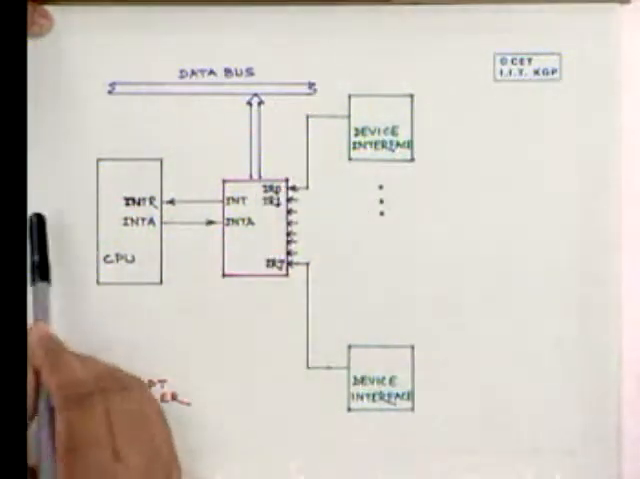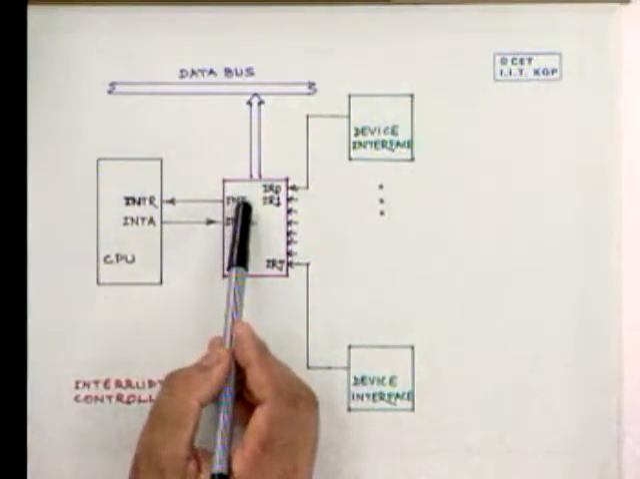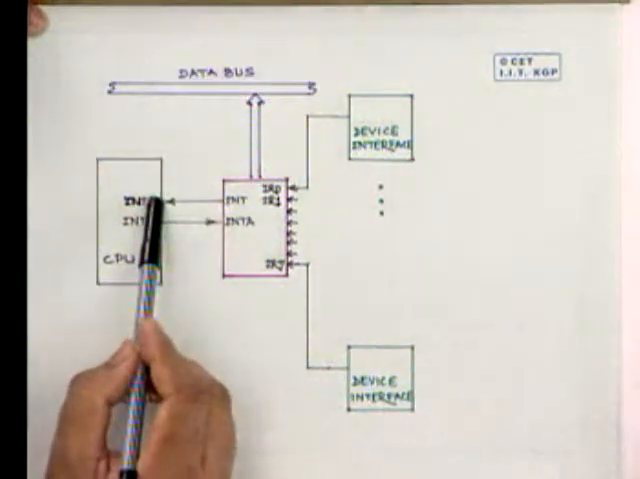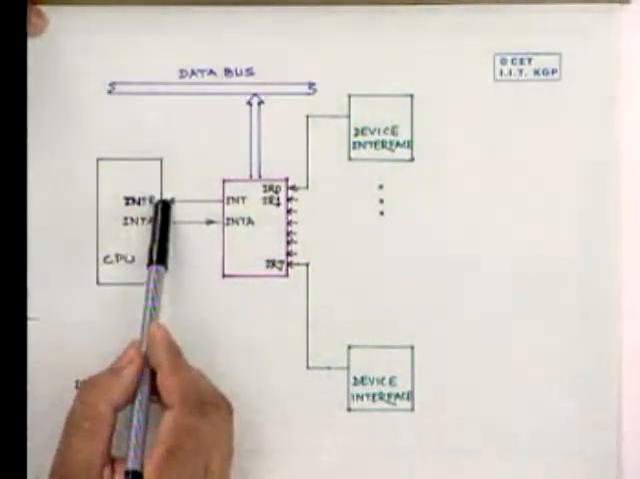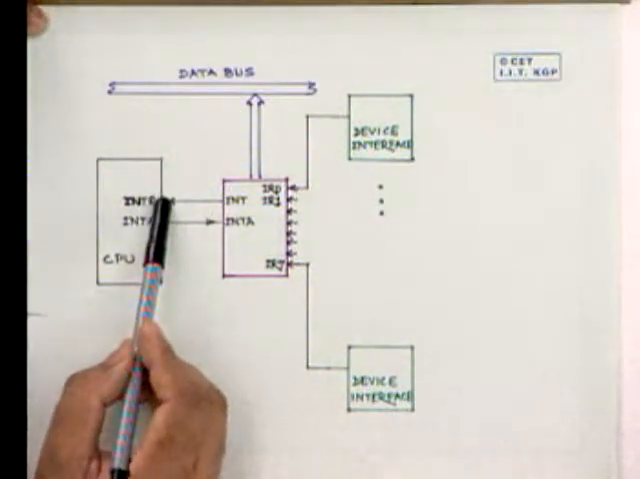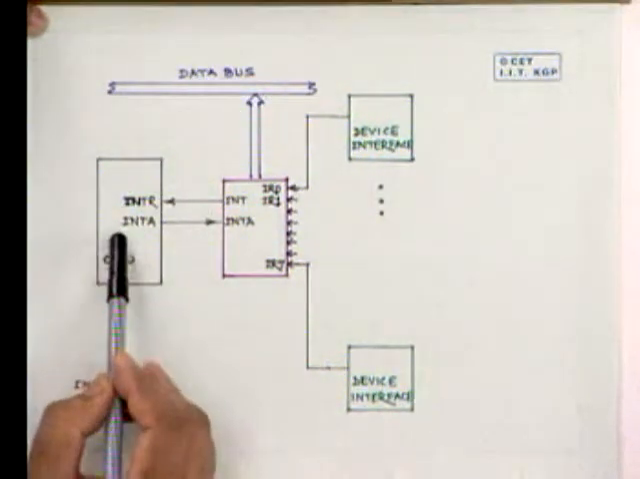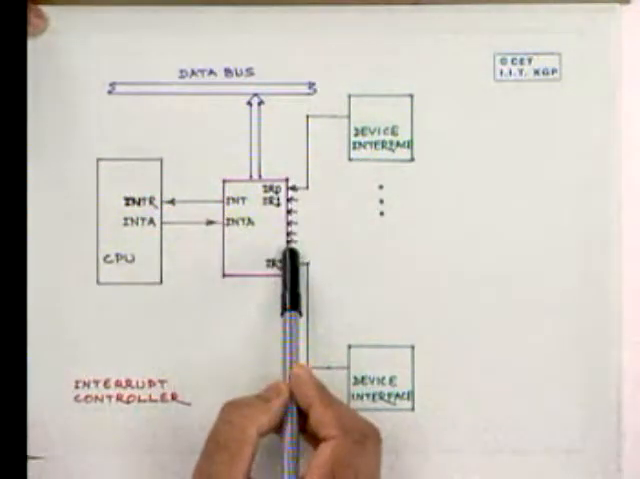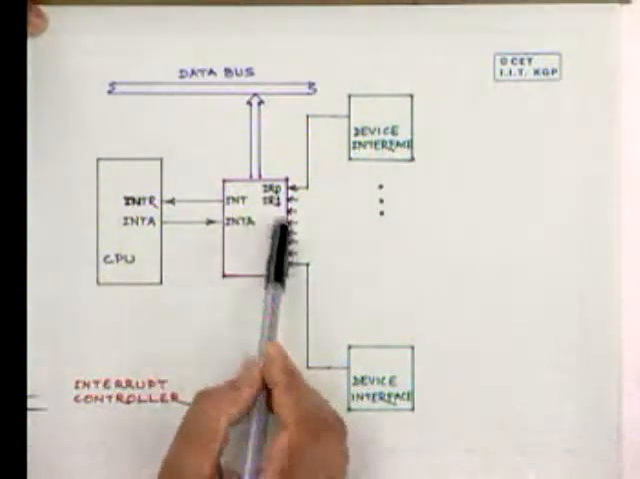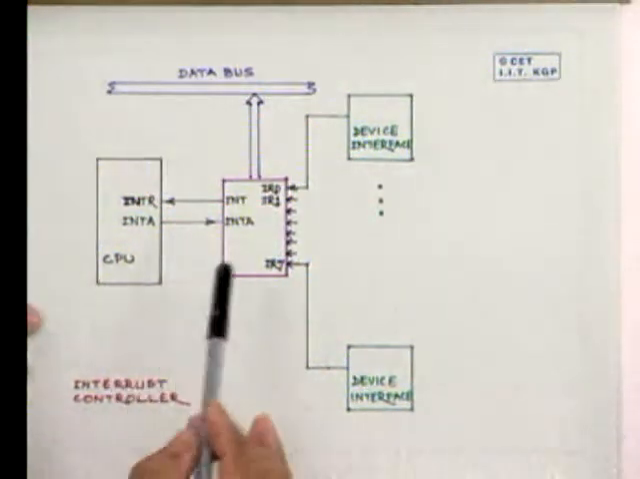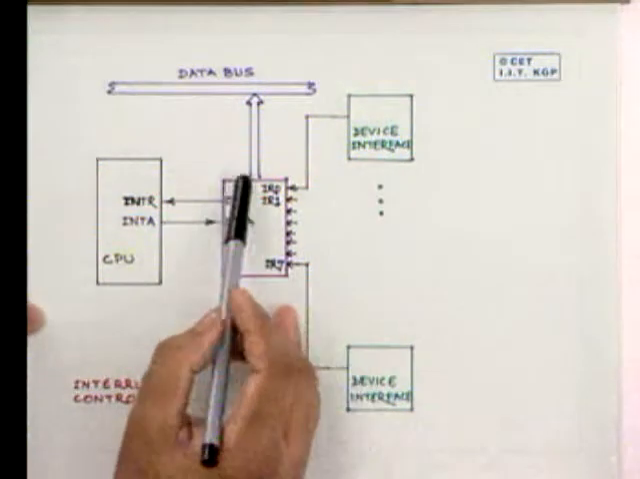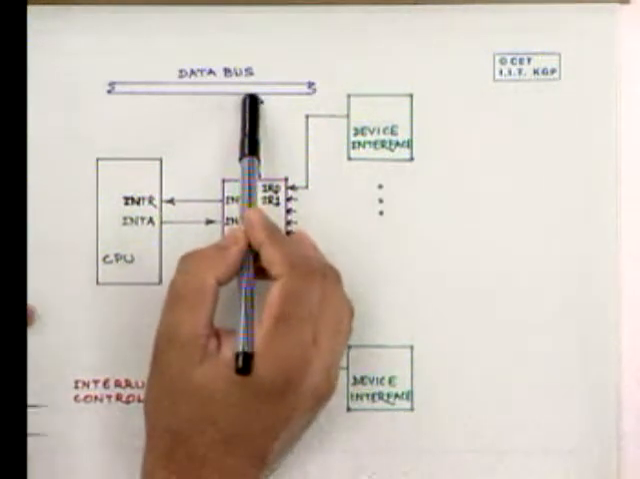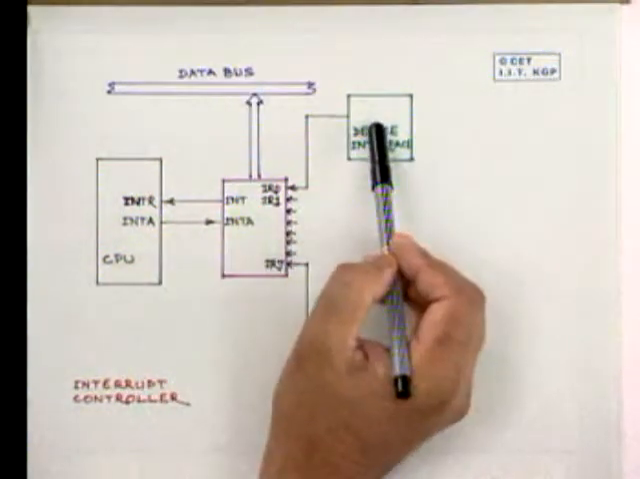On getting this interrupt line high, an interrupt output is generated by the interrupt controller to the CPU. The CPU, on getting this interrupt and on finishing the execution of the present instruction, sends an interrupt acknowledge to the interrupt controller. On getting that interrupt acknowledge, as I was telling, the interrupt controller then puts into the data bus the address of the interrupt handler corresponding to the device, right?